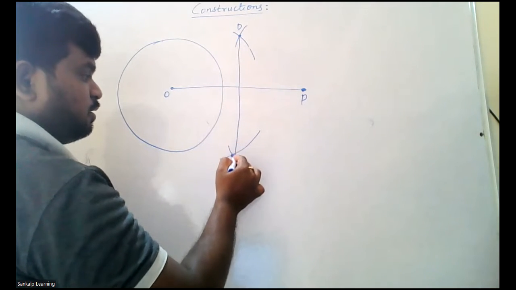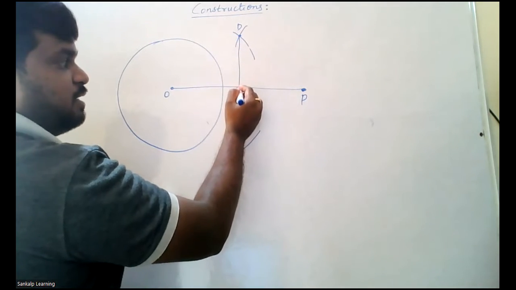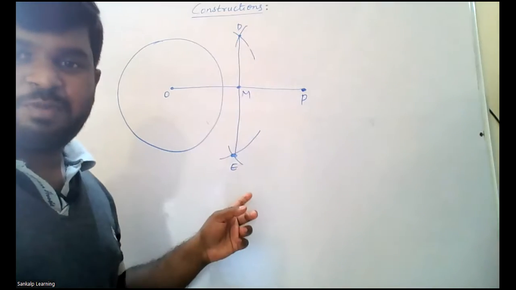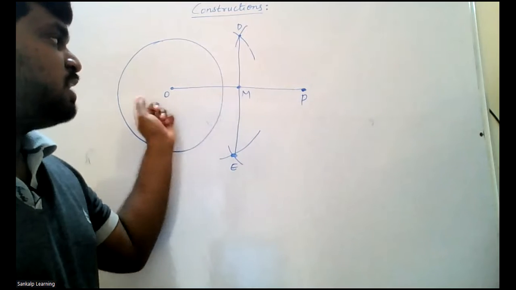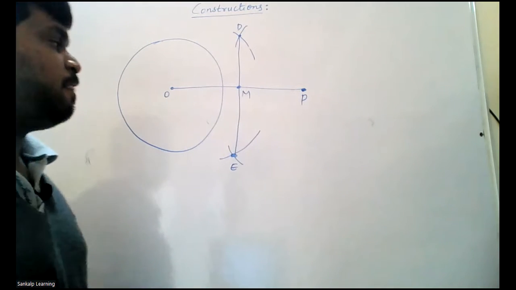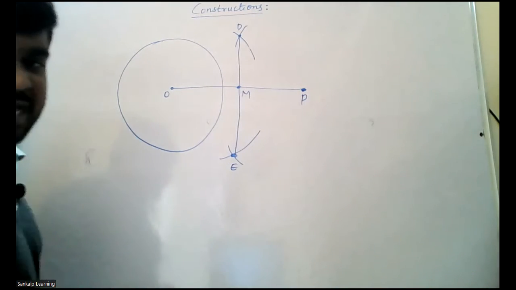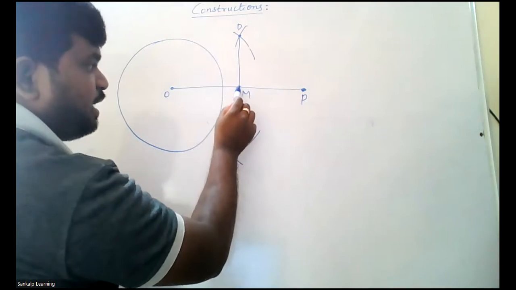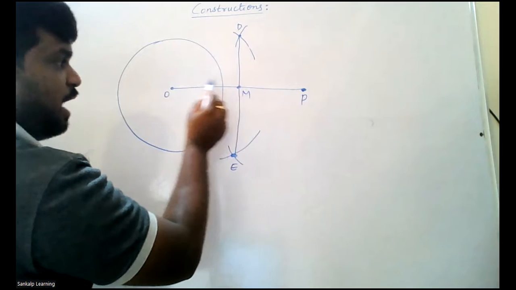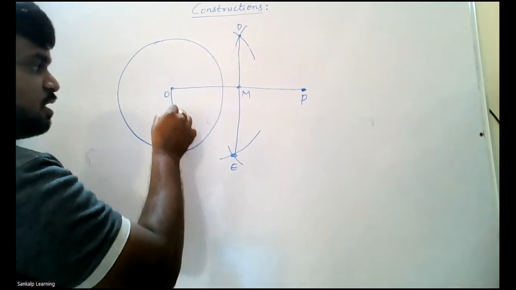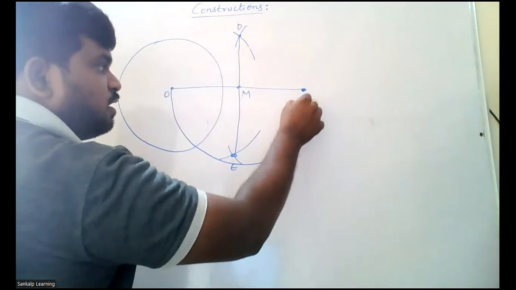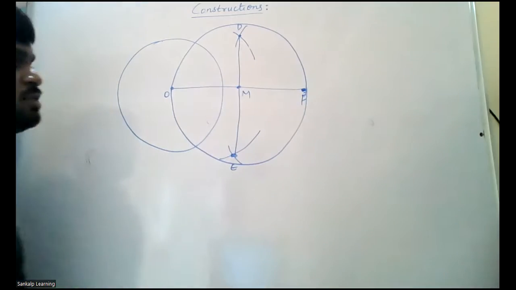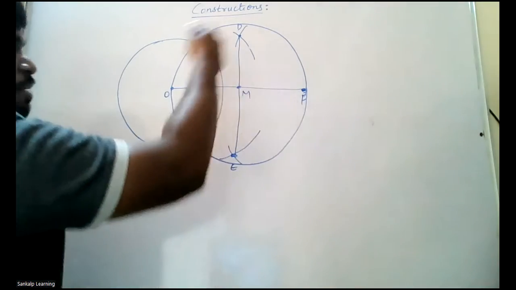When you join it, it's going to meet this line. Let's take that point as M, which will be the midpoint because we have drawn the perpendicular bisector. So OM will be equal to MP. Now the next thing that we are going to do is take M as the center, keep the needle of the compass here and the pencil here, and draw a circle. It will exactly pass through P. You'll get a circle something like this.